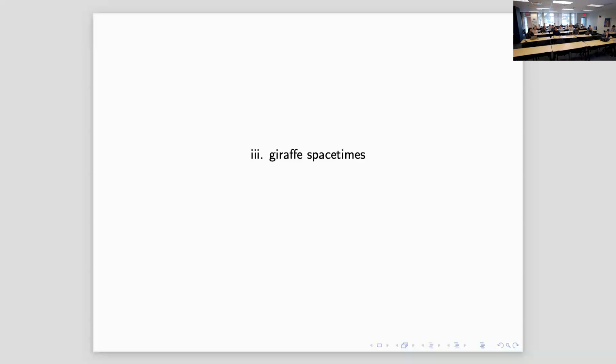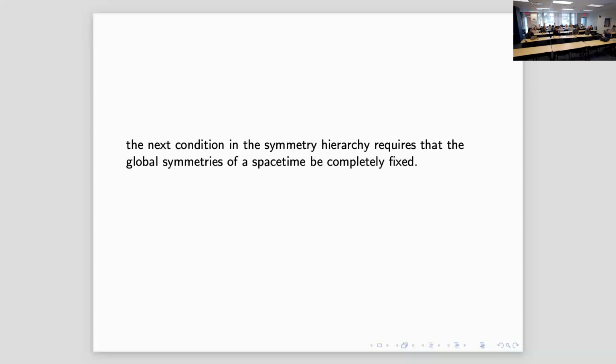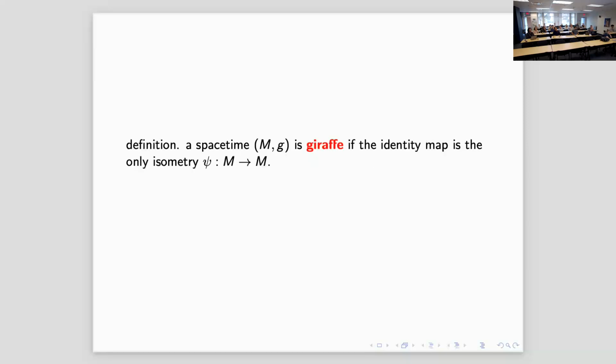Okay, so that's the bottom level. Now let's bump up a level, a stronger condition. So this is a condition that will require less symmetries, a little bit more structure. So here we're going to require that global symmetries of a spacetime just come prepackaged, already fixed. You don't have to fix them in a little open set to fix them everywhere. They already are fixed everywhere. So, definition: spacetime (M, g) is giraffe if the identity map is the only isometry.